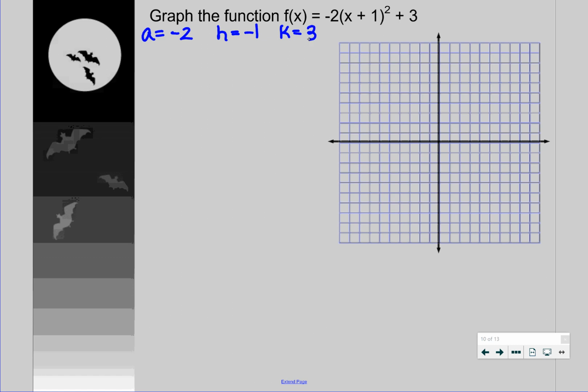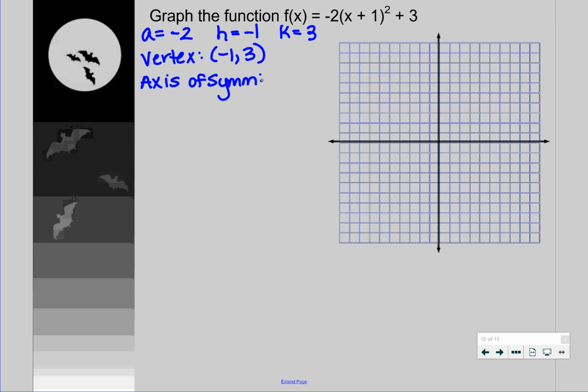Okay. The next thing that I would find is probably the vertex, which if you're in this form, the vertex is always what? H and K, which we already have. So -1, 3. Along with the vertex, you can always find the axis of symmetry or the line of symmetry.